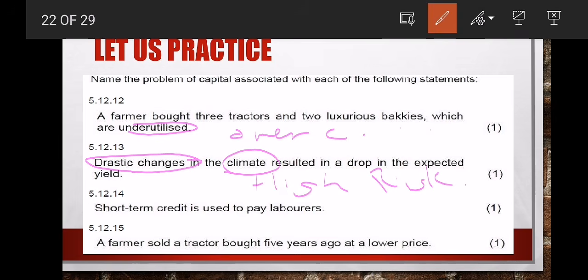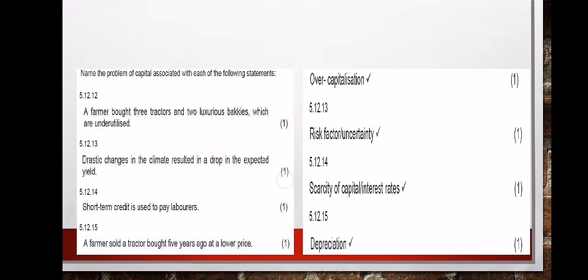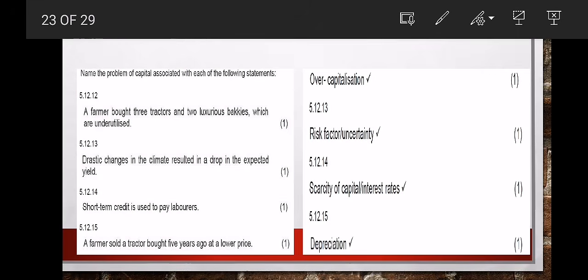Simple. The next one, number 15. A farmer sold a tractor bought 5 years ago at a lower price. He bought the tractor at a certain price. When he decided to sell it, he sold it at a lower price. What has happened to the value of the tractor? It has decreased. So we can call it depreciation. Simple. This is how we have it: over capitalization, high risk factor, scarcity, and depreciation. Simple stuff. That's how you get your free marks.